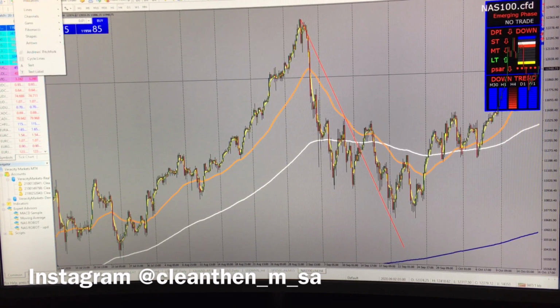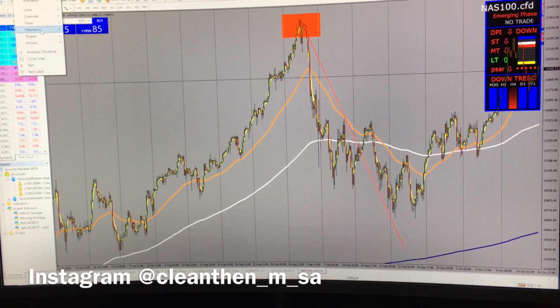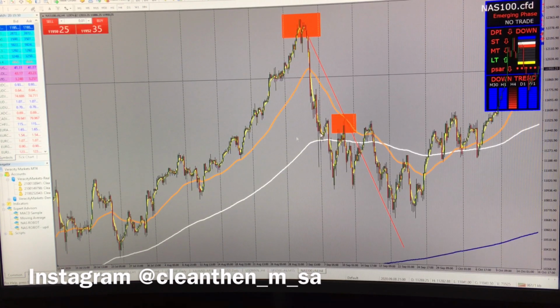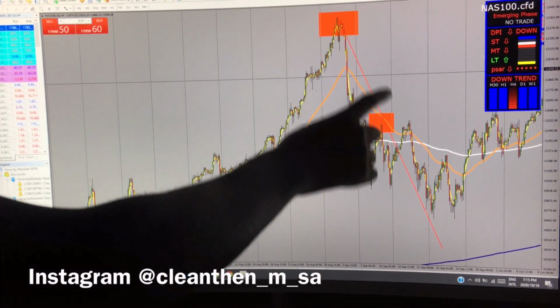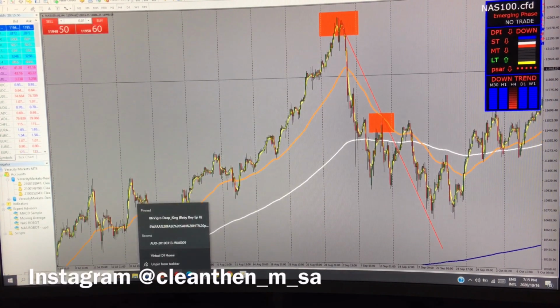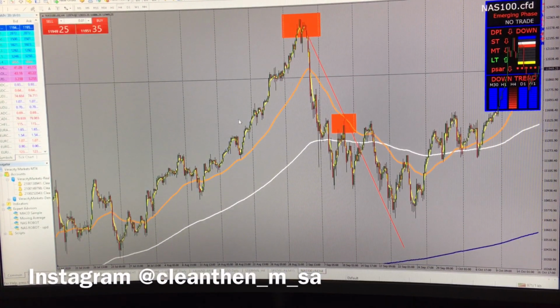Let me just mark them. I'm not in a hurry, guys, because I want you to get the information properly. I'm connecting that point and also this point. As you can see, these two points are very crucial. These are the points we need to keep an eye on, right? All the time, you keep an eye on those two points.